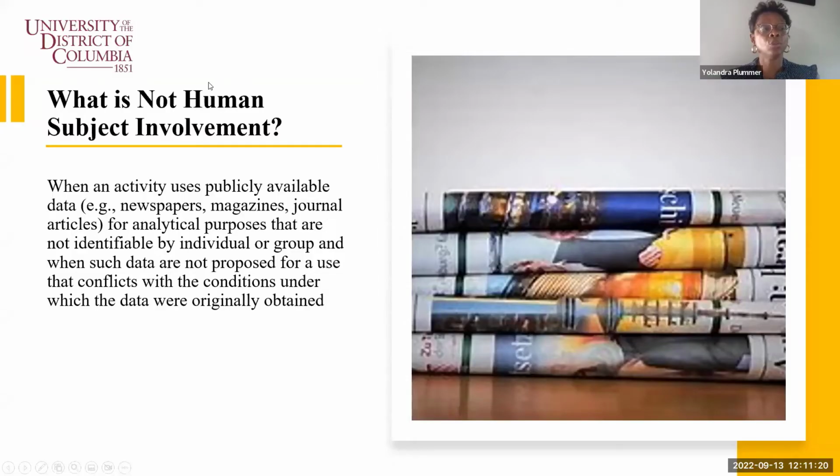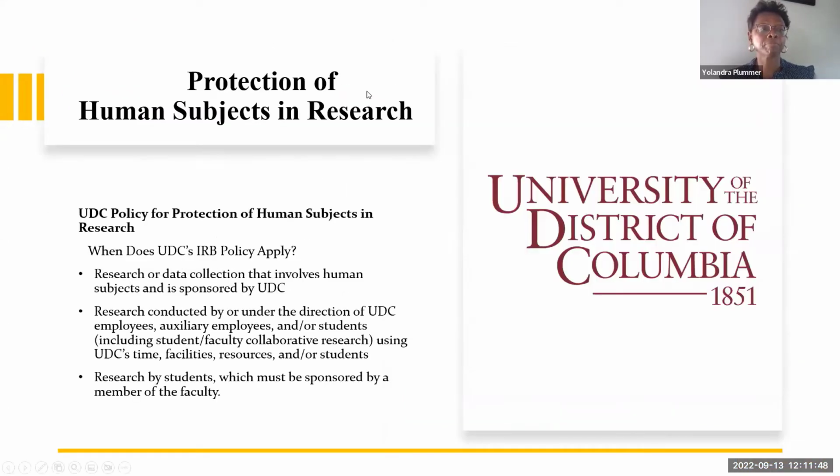And what is not human subject involvement or human subject participation? When you're using publicly available data, that may be from the census or that's publicized in local newspapers or journals. If you're just pulling from secondhand data that's already published, then that is not deemed human subject. But again, you would still submit it to the IRB for the team or the committee to review, and that's when it would be deemed exempt.